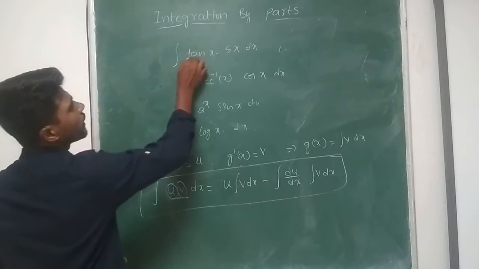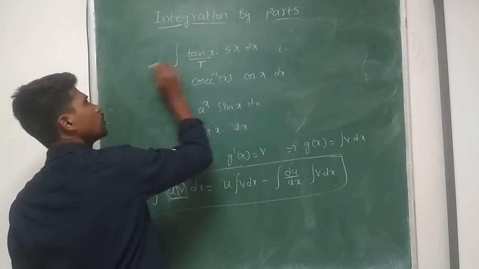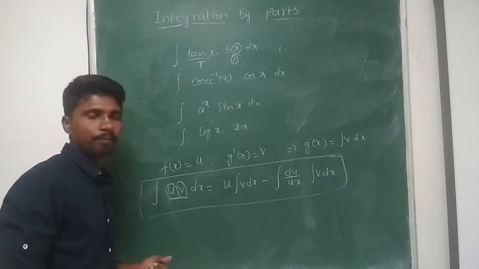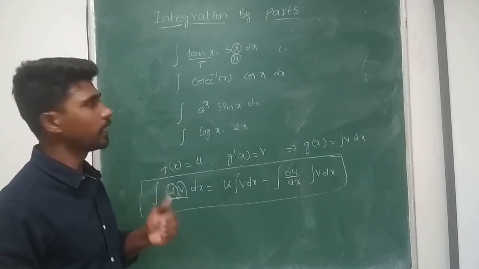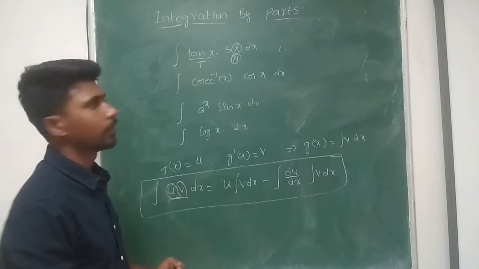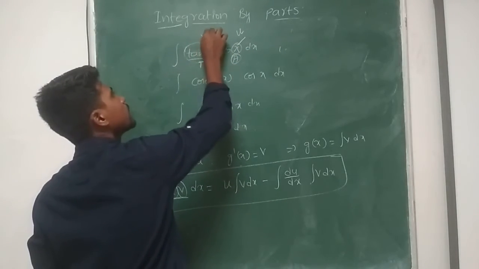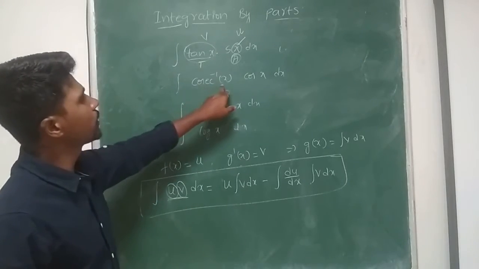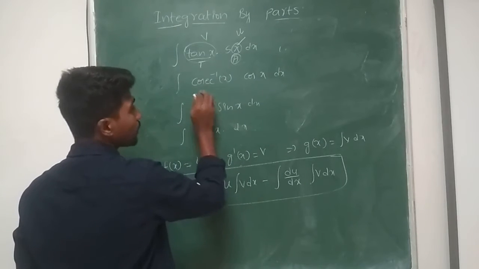See, tan x is a trigonometric function, and phi x, if you take phi outside, we have x, which acts as an algebraic function. So in order I, L, A, T, E, after A I got T. So x acts as u, tan x acts as v. Same way going to the next one. Cosecant inverse x into cos x.